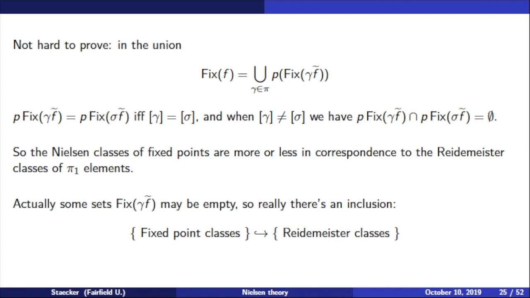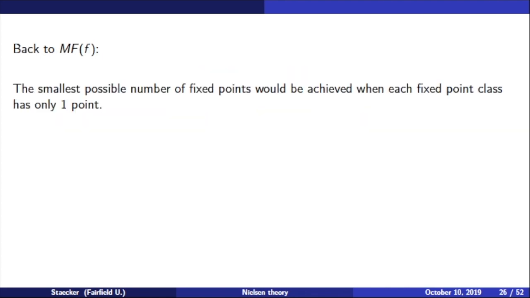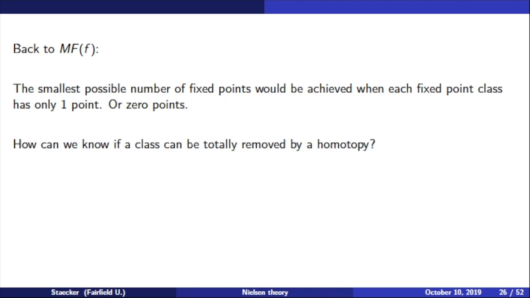All right. Okay, anyway, back to the minimum number of fixed points. The smallest possible set of fixed points you could get would be achieved when every fixed point class has only one point. The fixed point classes separate out the points which could never be combined together. And then in each class, you can, at least in theory, combine all of those points into one point each. So the smallest number of fixed points would be the number of such fixed point classes. This would happen when every fixed point class has been combined into one single fixed point. Actually, it's possible that the fixed point class could be removed entirely, combined into one fixed point, which then goes away. So it could also be 0 points. And how do you tell the difference? How do you know if some class can be totally removed by a homotopy? You use the fixed point index.